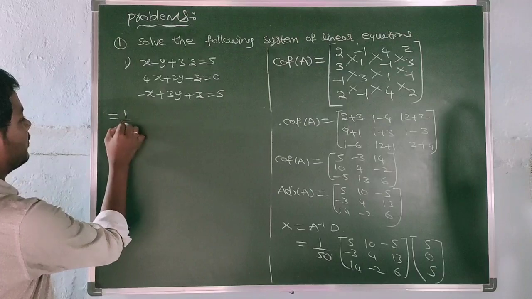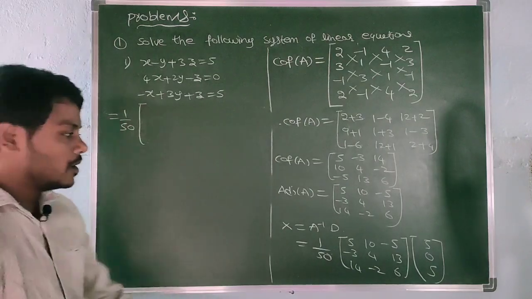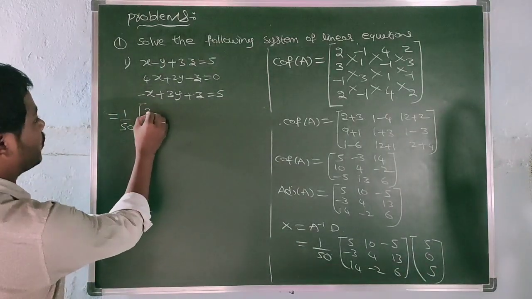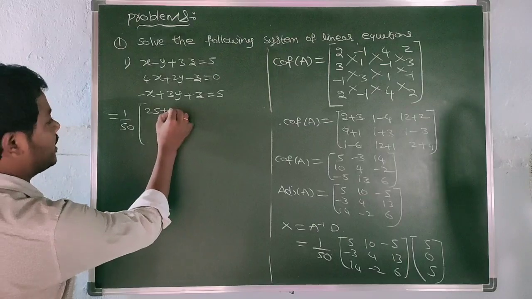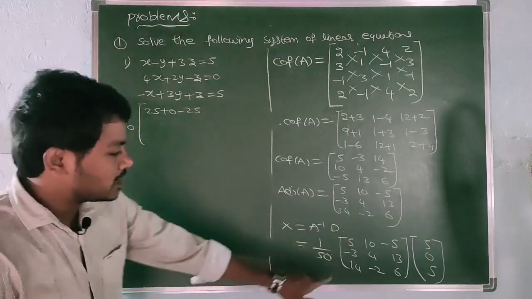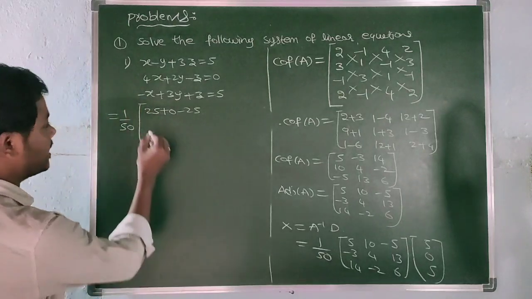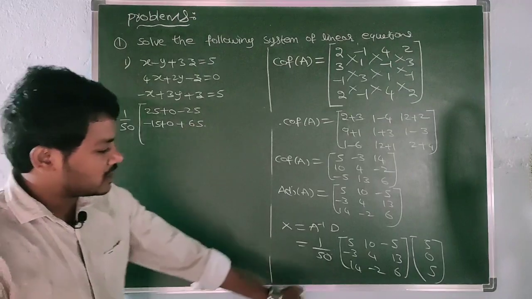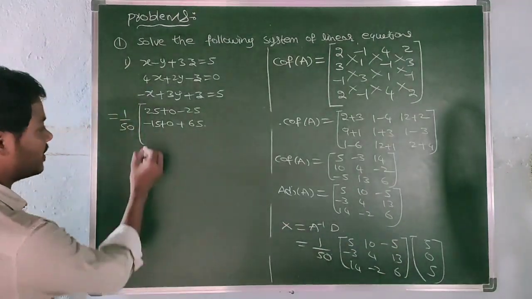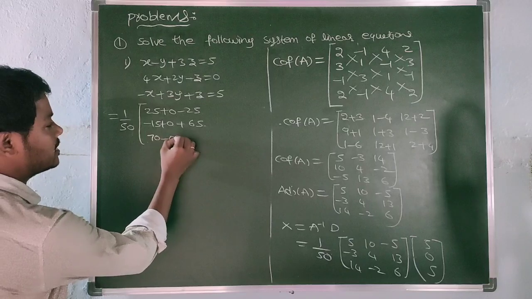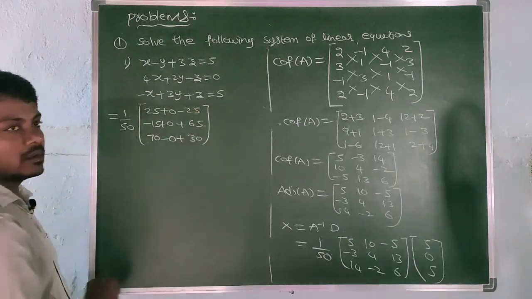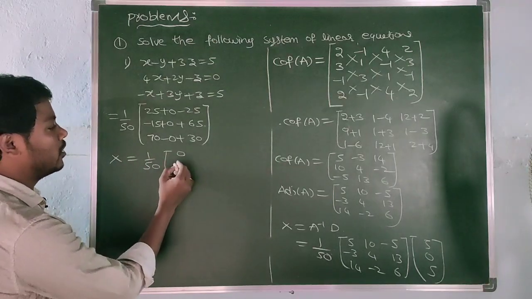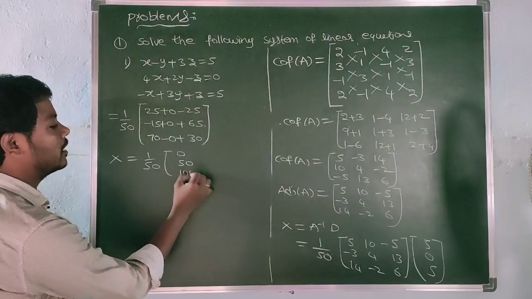so that is 1 by 50 into, multiplying first row with the first column, that is 25 plus 0 minus 25. Next second row with the first column, that is minus 15 plus 0 plus 65. Next third row with the first column, that is 70 minus 0 plus 30. So therefore x is equal to 1 by 50 into 0, 50, 100.